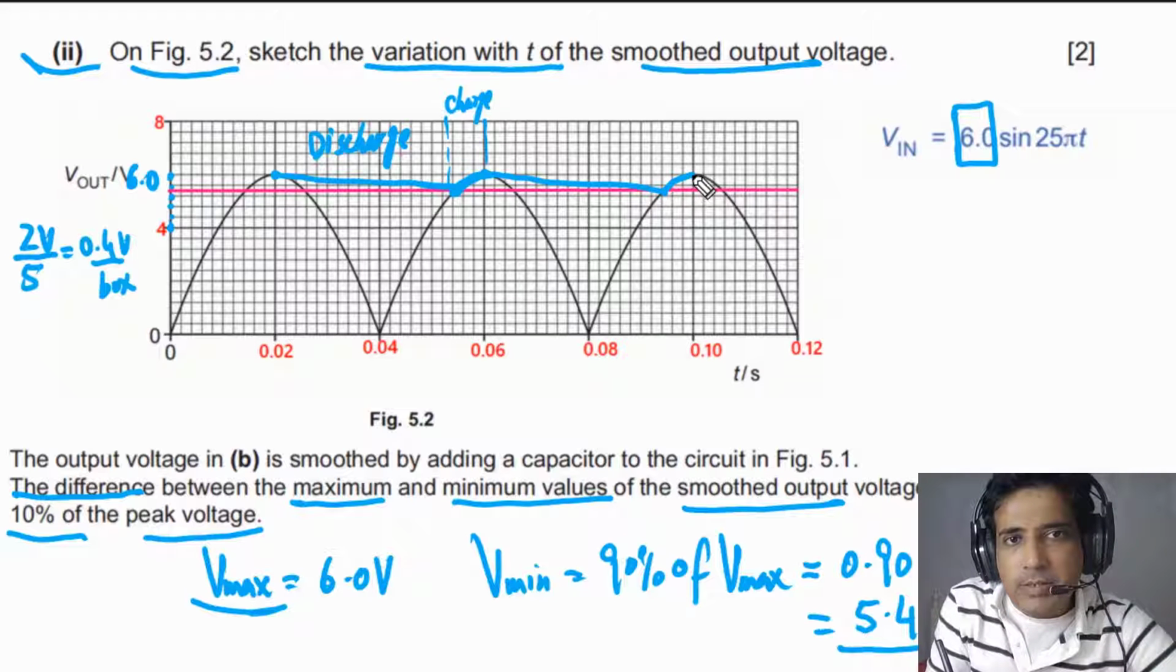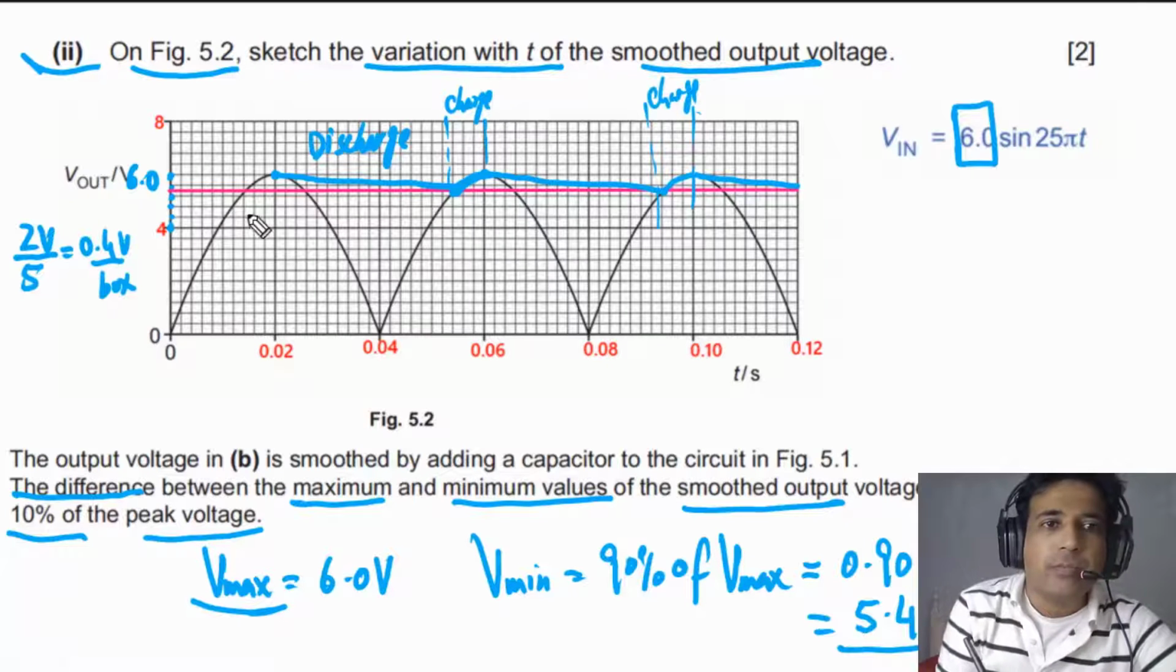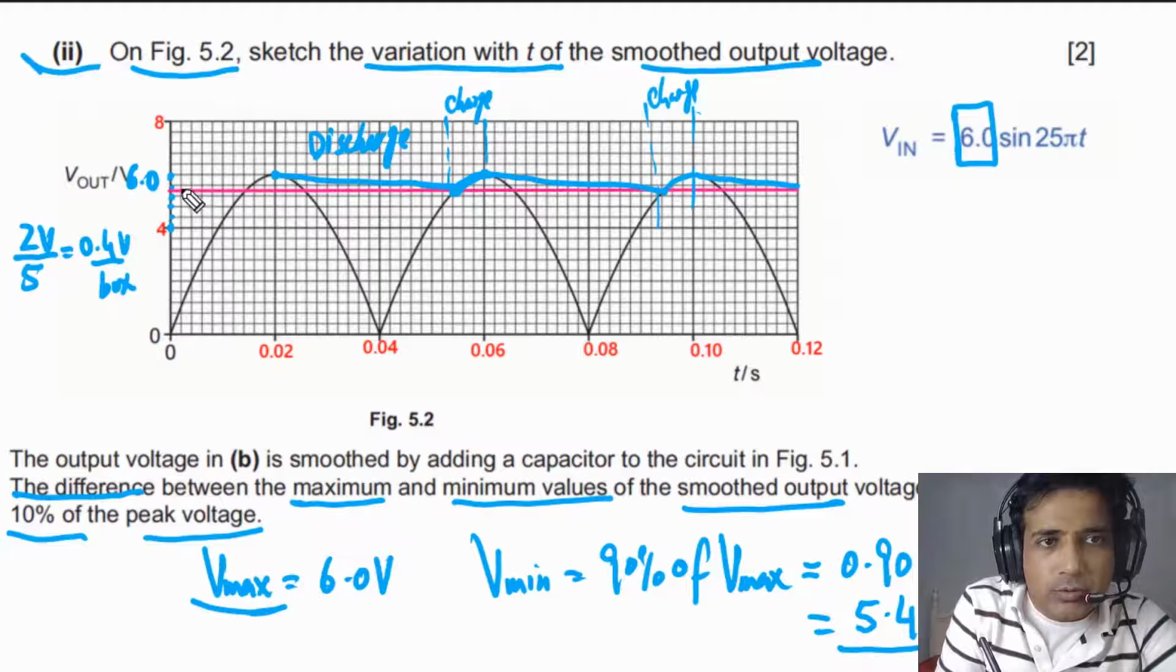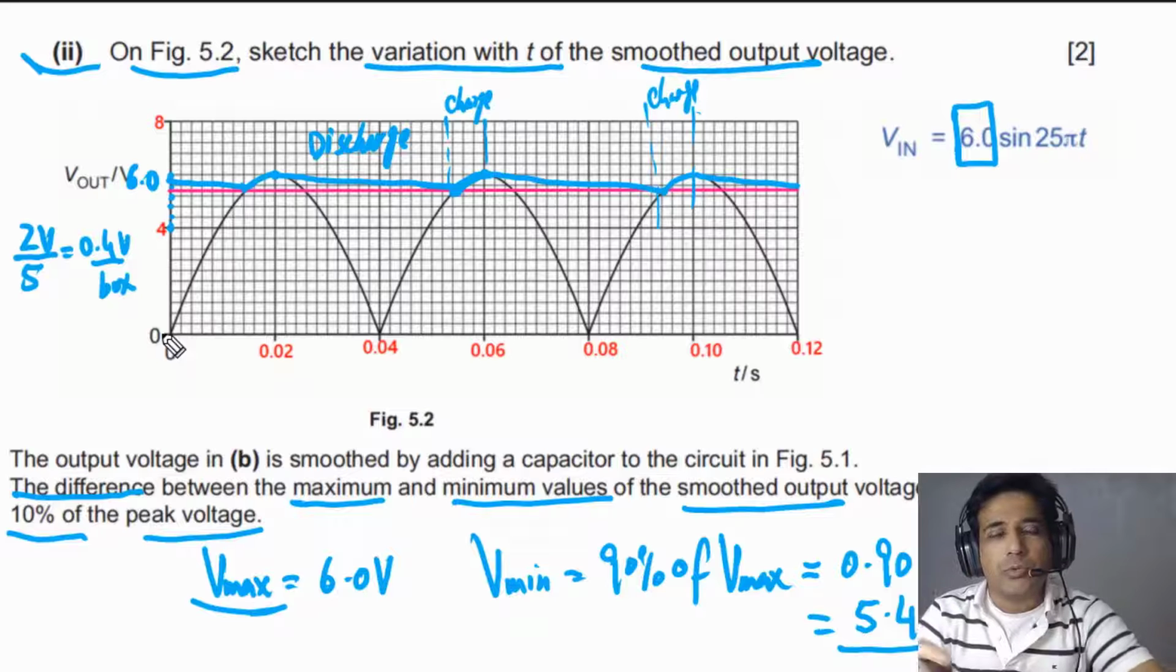Again here the capacitor will start charging. So between these 2 points the capacitor will charge. And here the capacitor will again discharge. So we can draw the line. The capacitor will discharge, and here you can also draw capacitor will discharge. So we can start from here. The capacitor will discharge and the capacitor will charge again. So this is how you need to sketch the curve.